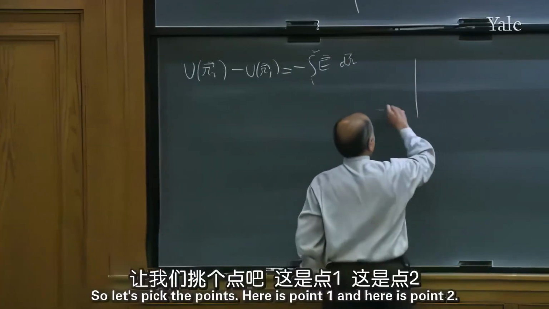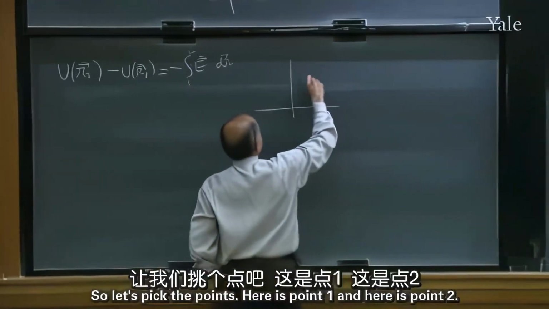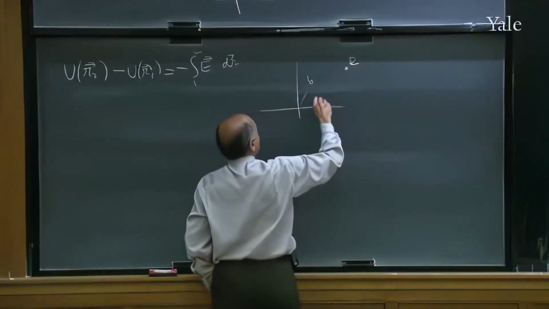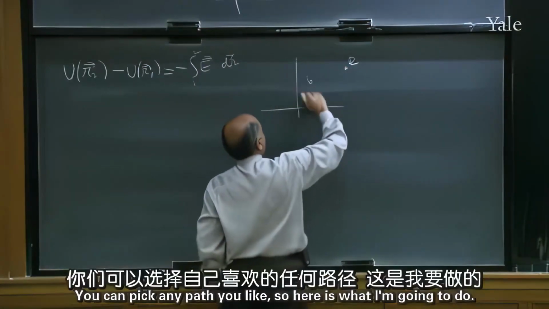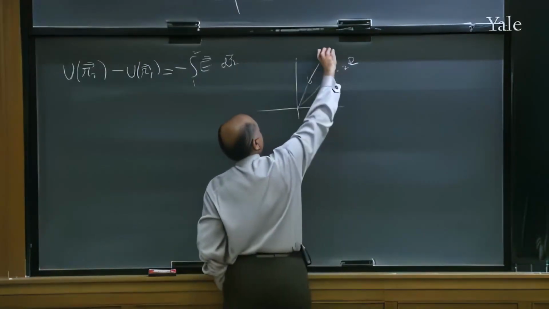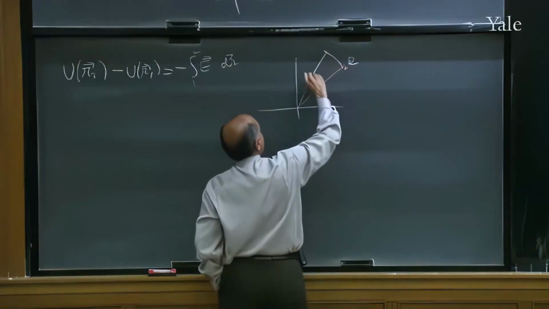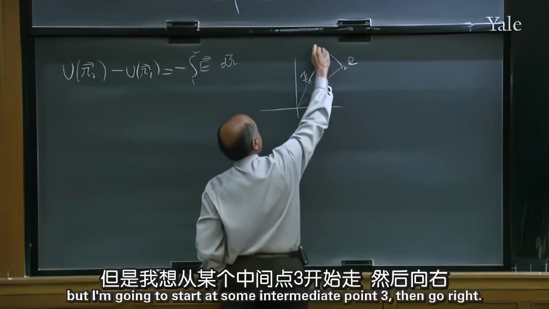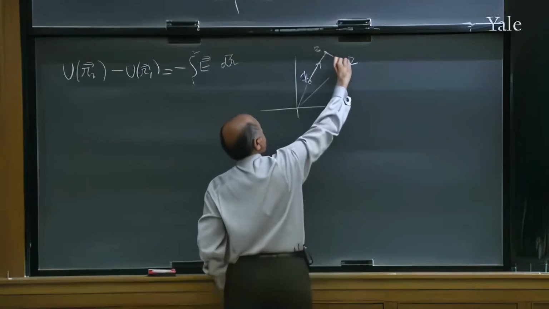So let's pick the points. Here is point 1, and here is point 2. You can pick any path you like. So here's what I'm going to do. I'm going to go radially out, and then I'm going to go along the arc. So this is 1, this is 2, but I'm going to stop at some intermediate point 3, then go right.